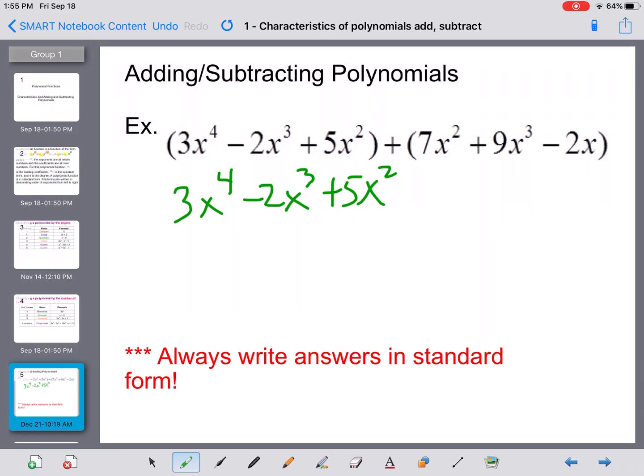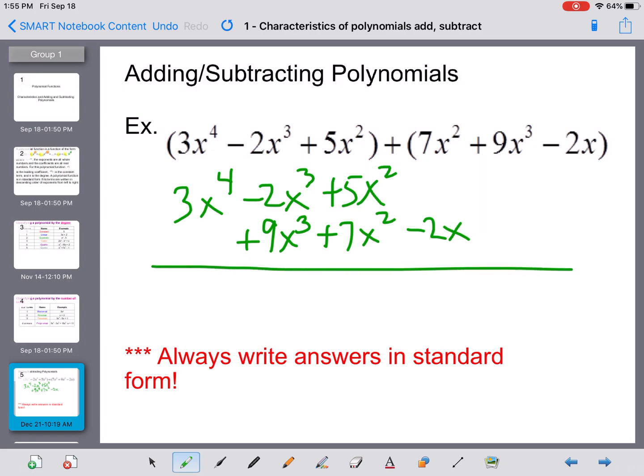And then since we're adding, we're just going to rewrite these in the correct vertical column where they're supposed to line up. So we're going to go 9x to the 3rd is going to be plus 9x to the 3rd here, because the x to the thirds are like terms. And then we can say plus 7x squared here, and then we can have minus 2x, which would be over here because there's no x term in the first one. And then we can add vertically, and this will work for as many polynomials as you have.